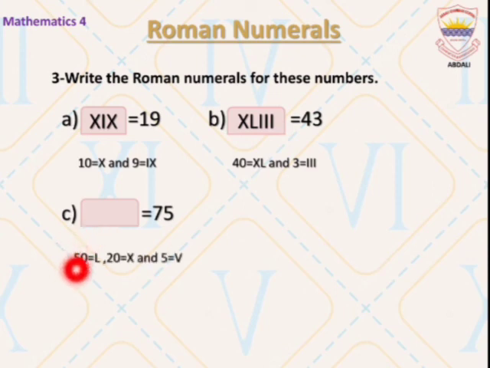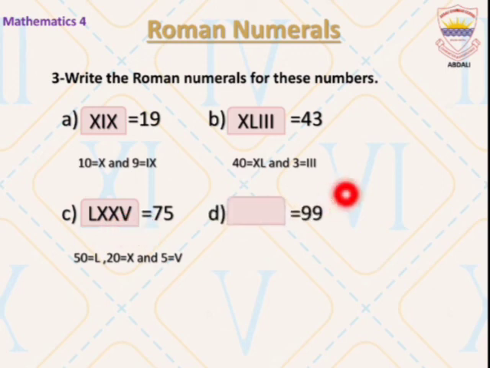Now let's solve our part C. We write 75 in Roman numerals. 50 is equal to L, 20 is equal to XX, 5 is equal to V. We split 75 into 3 parts, 50, 20 and 5. We write it as LXXV.